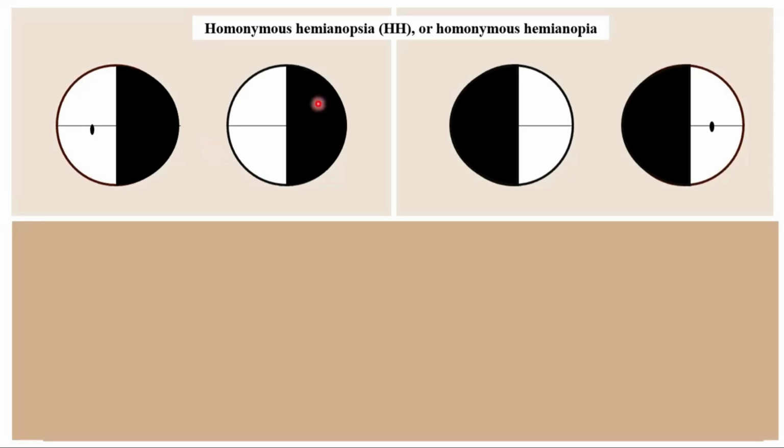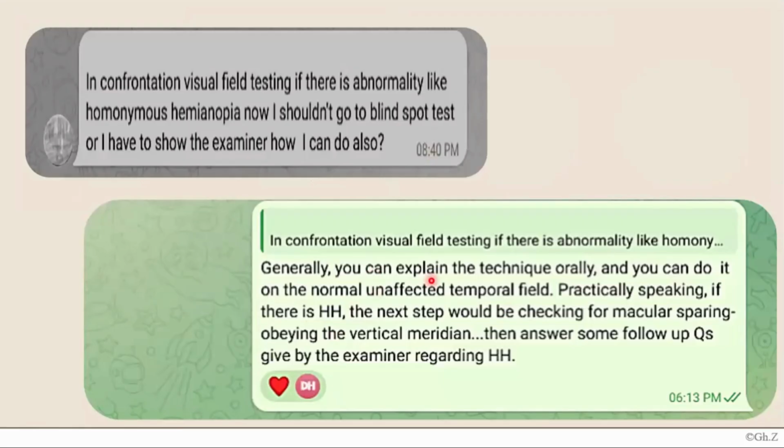But here, as you can see, where is the blind spot? The blind spot here disappeared in the blind temporal field. You will never be able to map the blind spot in this field, but you can map the blind spot on the unaffected temporal field of the other eye. So this is the explanation of my reply to the question about mapping the blind spot. You can explain the technique orally, and you can do it on the normal unaffected temporal field.